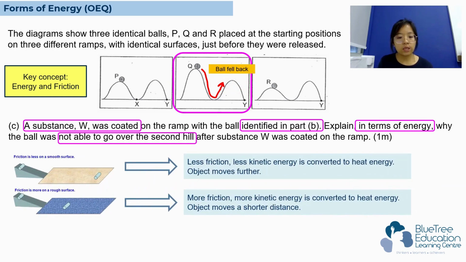So now let's take a look at an example. Look at the smooth surface. You will see that the cylinder has moved much further. This is because there is less friction and hence less kinetic energy will be converted to heat energy. The object will then move further away. But if you look at the rough surface, you'll see that the cylinder did not move very far away. This is because when there is more friction, there will be more kinetic energy that is converted to heat energy, and hence the object won't move a very long distance.